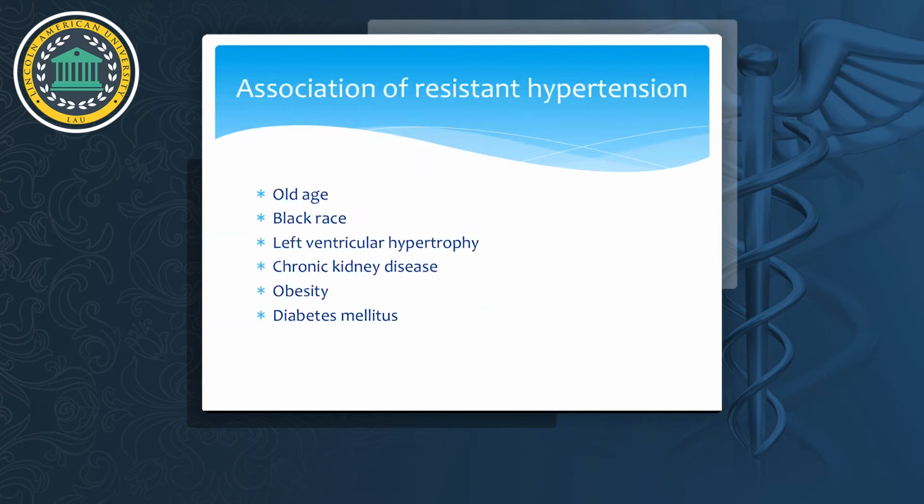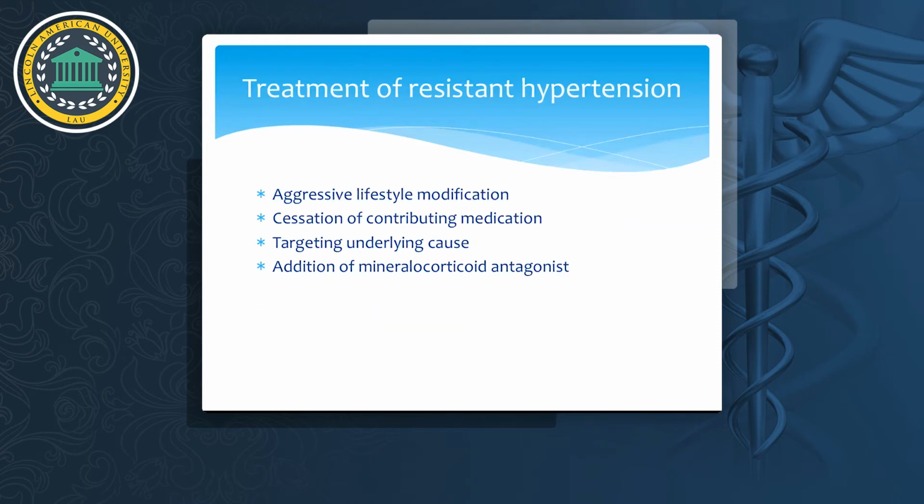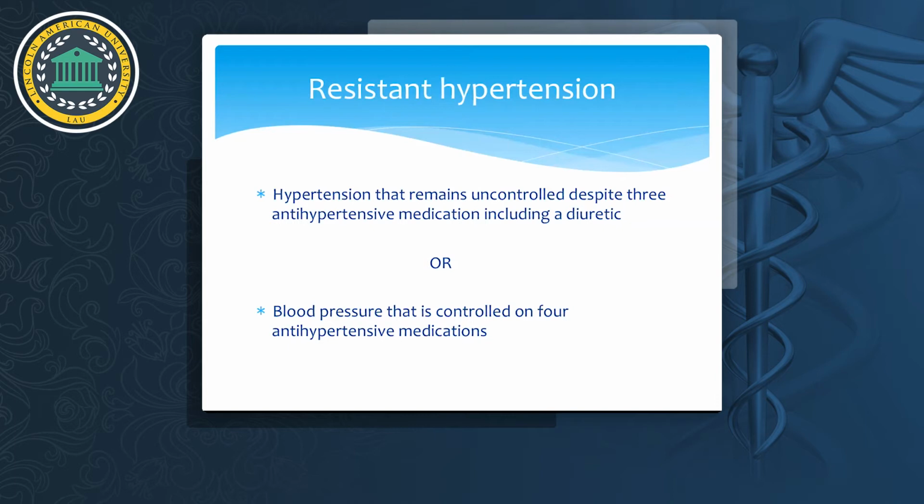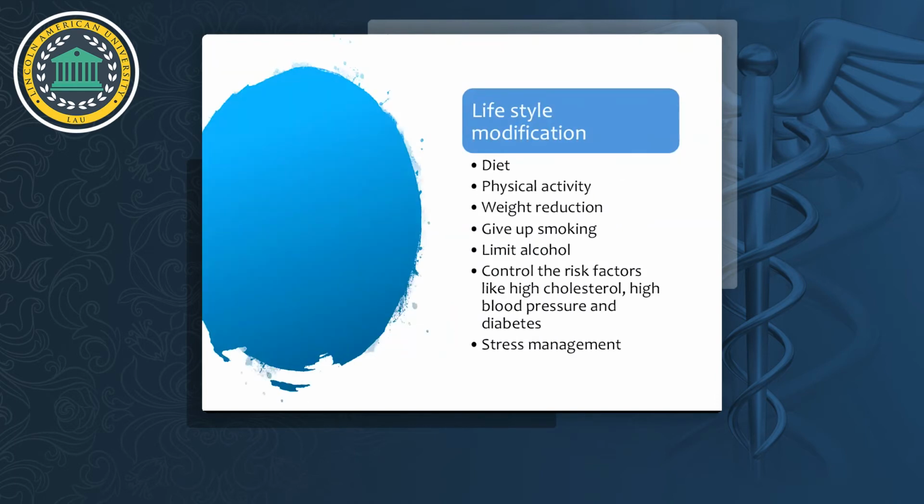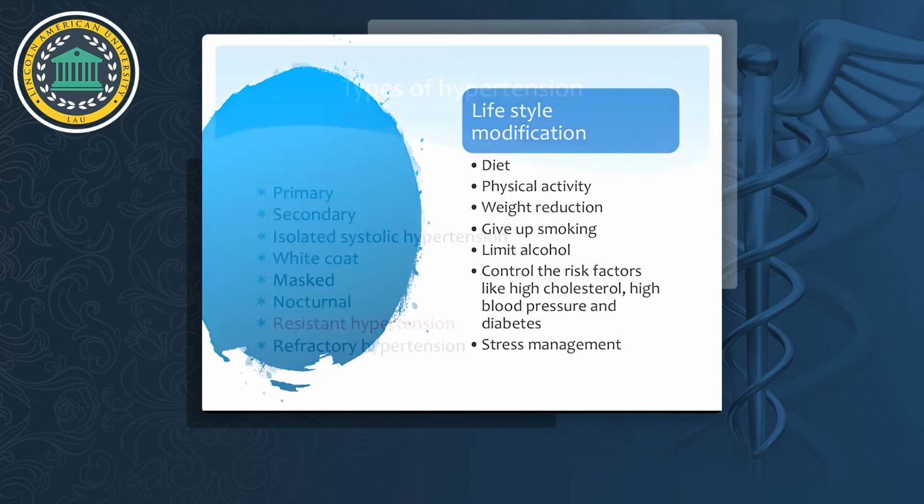Association of resistant hypertension: old age, black race, left ventricular hypertrophy, chronic kidney disease, obesity, and diabetes mellitus. How do we treat resistant hypertension? Aggressive lifestyle modification, as we discussed earlier. You have to ask the patient to exercise, diet, lose weight, give up smoking, limit alcohol, control other risk factors, and manage stress.